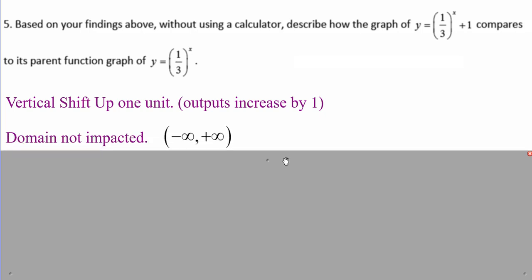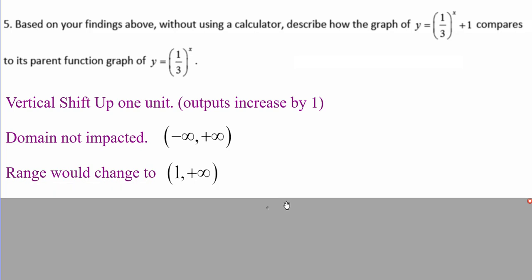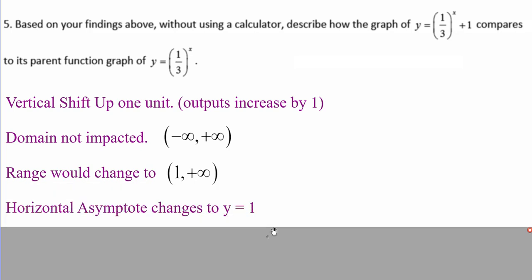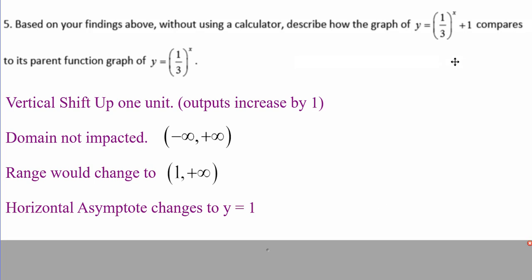It's not going to impact the domain because those are your x's, the inputs. Our range is now going to be greater than 1, so we have our interval notation showing that. And our asymptote, which is normally at y equals 0, moves up to y equals 1 as well. So just by looking at the equations, we don't even have to have a graph, and we can already talk about the domain, range, and asymptotes.